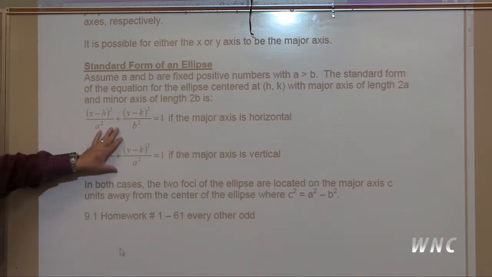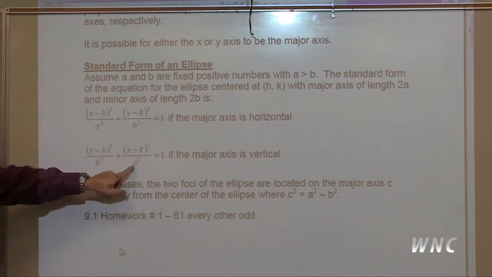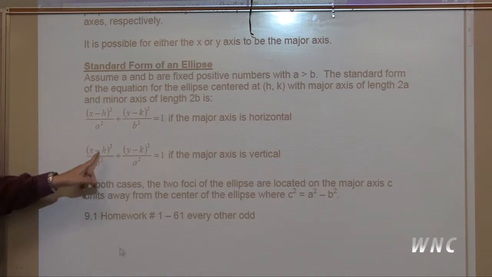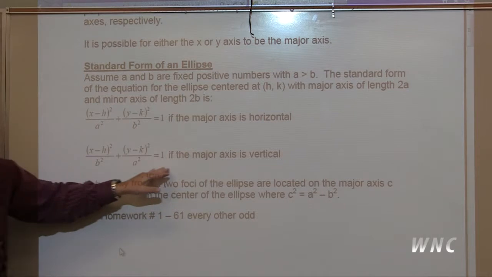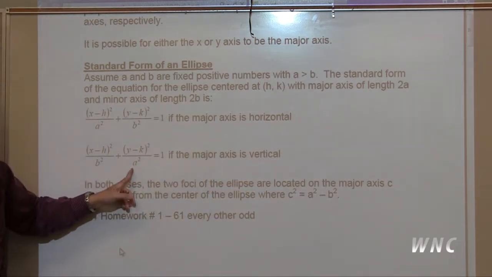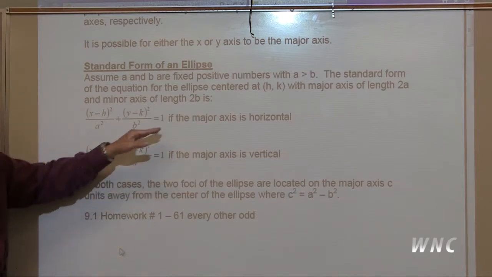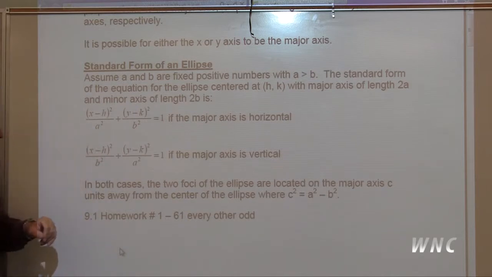Now notice what's changed in the second one. A, which is bigger than b, as we defined it, is under the y portion, so it's x minus h squared over b squared plus y minus k squared over a squared. And that's if the major axis is vertical. So having a vertical major axis means the bigger number is below the y. Having a horizontal major axis means the bigger number is under the x. So important distinctions. In both cases, the two foci of the ellipse are located on the major axis, c units away from the center, where c squared is a squared minus b squared.